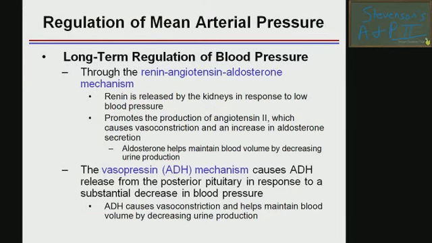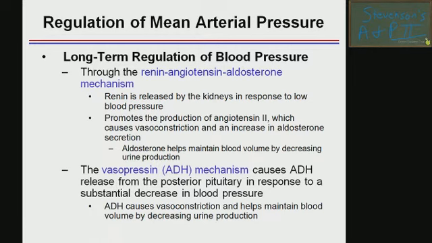All right, so long-term regulation of blood pressure, through the renin, angiotensin, and aldosterone mechanism. Renin is released by the kidneys in response to low blood pressure. It promotes the production of angiotensin 2, which causes vasoconstriction and an increase in aldosterone secretion. Aldosterone helps maintain the blood volume by decreasing urine production.